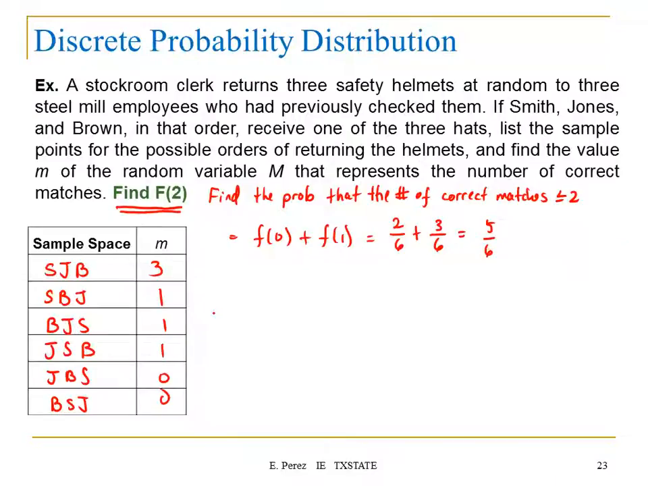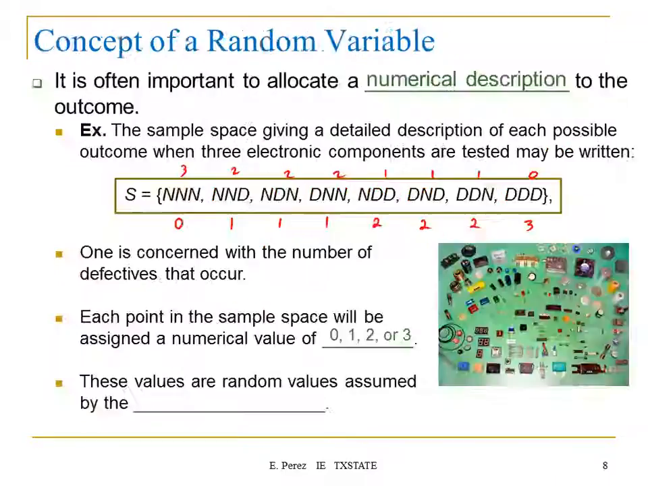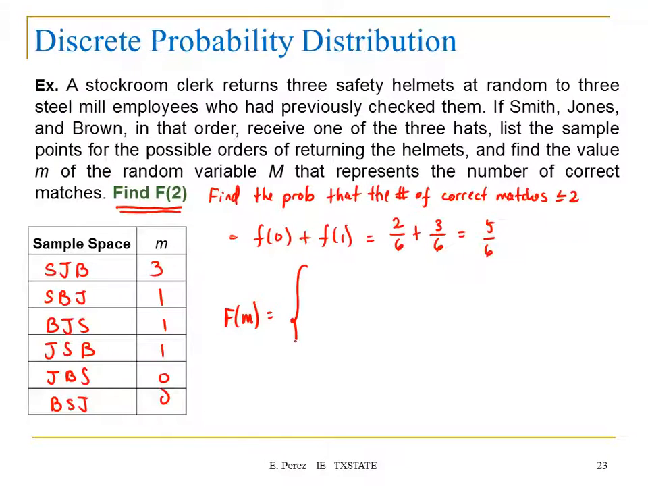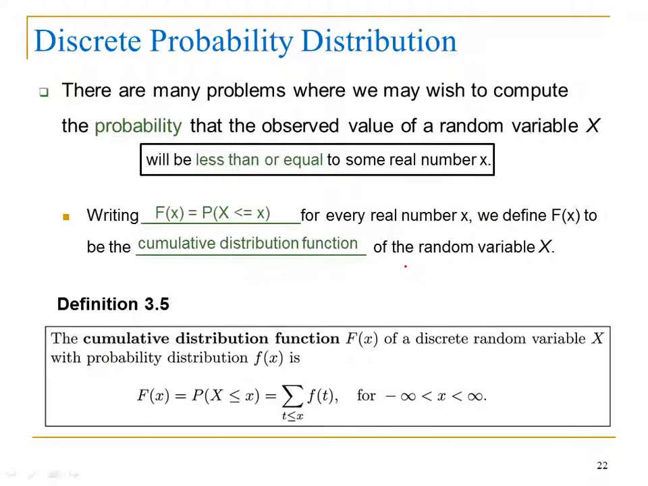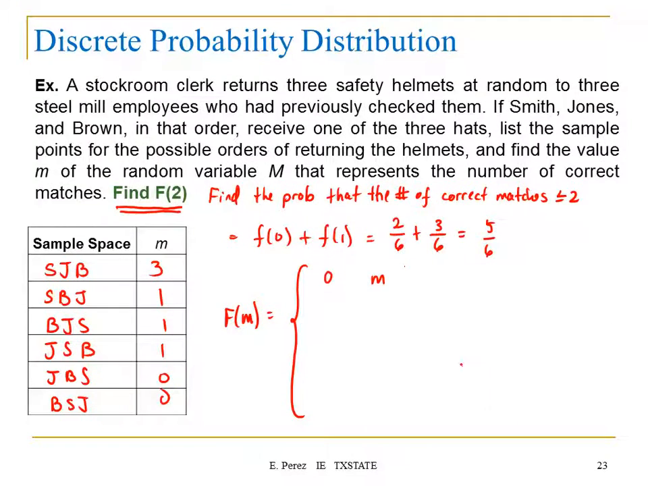Now, we can also define that cumulative distribution using this range. So we know the probability is going to be equal to 0 only if the number of outcomes is less than 0, which based on our experiment, that never happened. Okay, so that would have a probability of 0. There's no value that is less than 0.